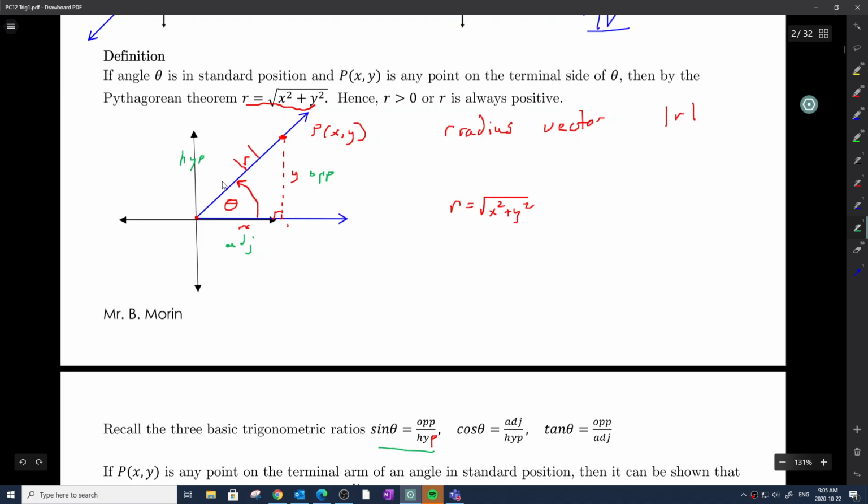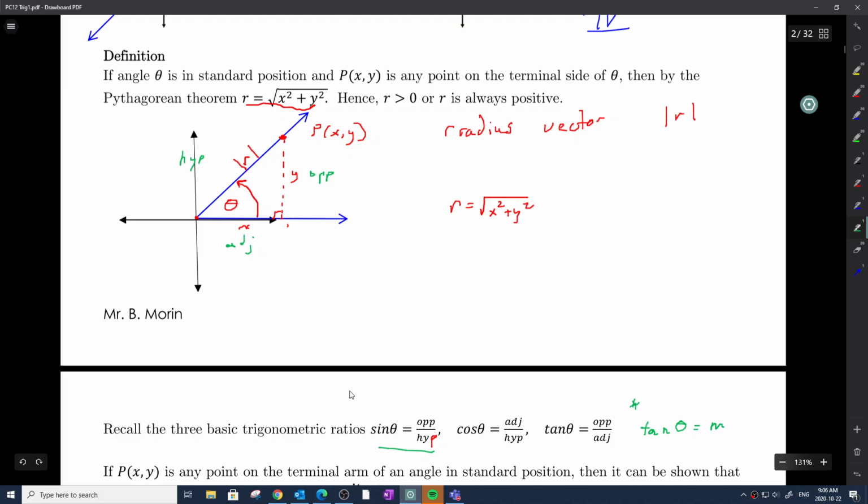You with me? Tangent. Well, it's opposite over adjacent. It's y over x. Now, you may recall from last year, what does tangent measure? This is just sort of a nice gift that is in trigonometry. Tangent is a measurement of the slope of the terminal arm. That is a handy little fact that we will come back to.